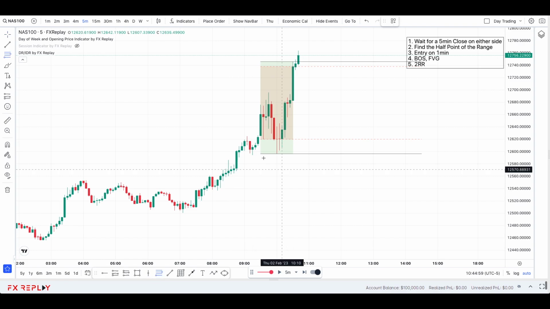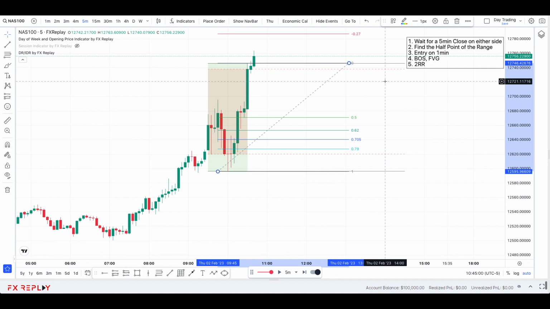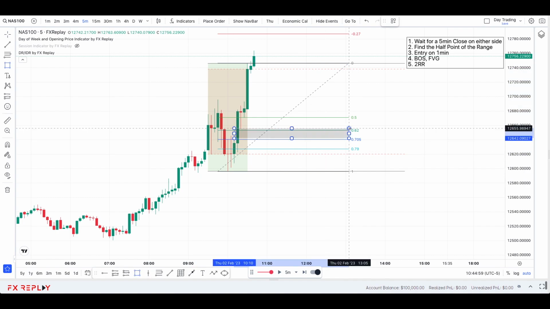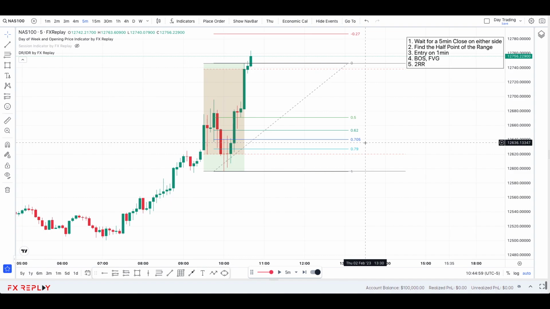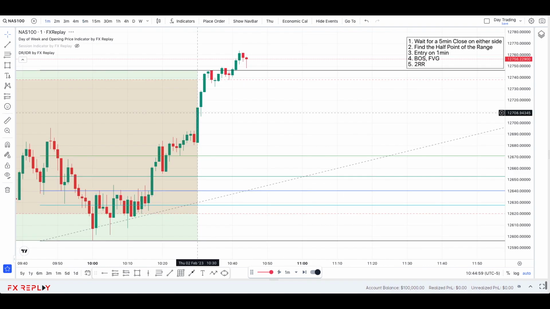So now I'm just going to put my fib just like that to find the 50% level of this range, right? But you can also choose to always take your trades at around 62, 70 or 79. What I'm seeing here is we also have a fair value gap on the 5-minute that you can use on top of that, but this is not what we're doing here. Now I'll simply drop on the 1 minute and wait for the price to come back.